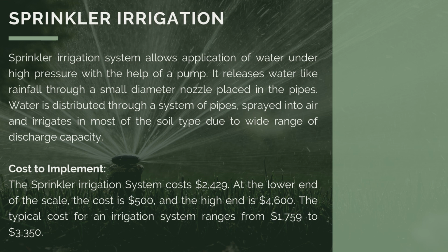The sprinkler irrigation system costs $2,429. At the lower end of the scale, the cost is $500, and the high end is $4,600. The typical cost for an irrigation system ranges from $1,759 to $3,350.